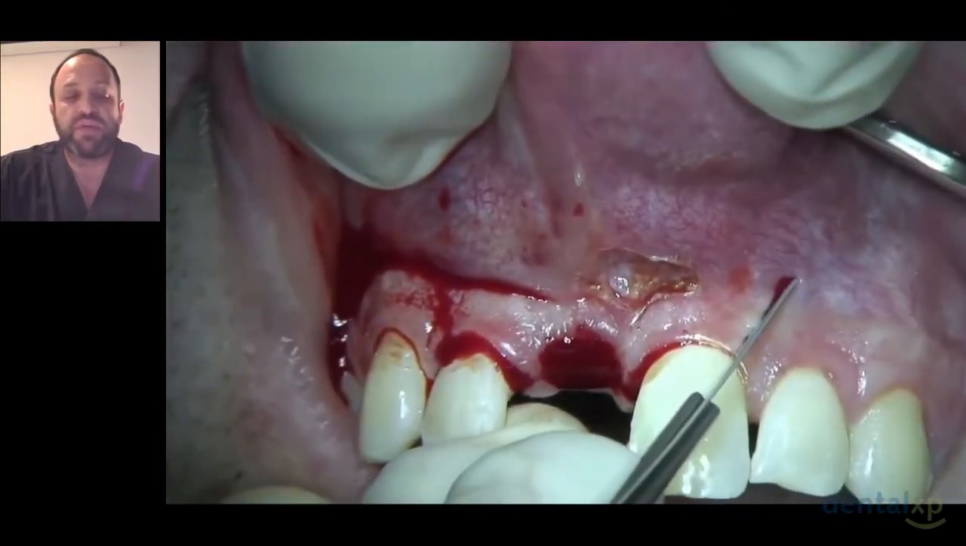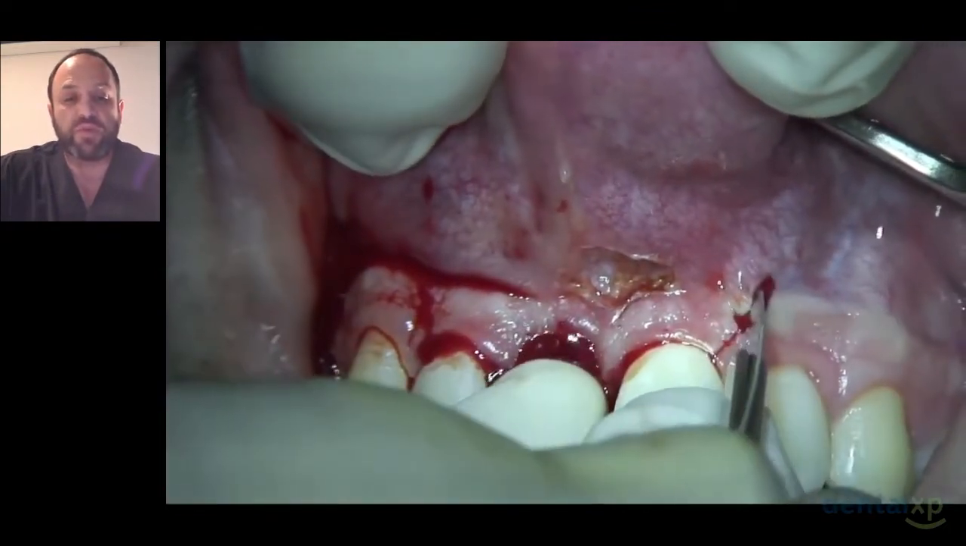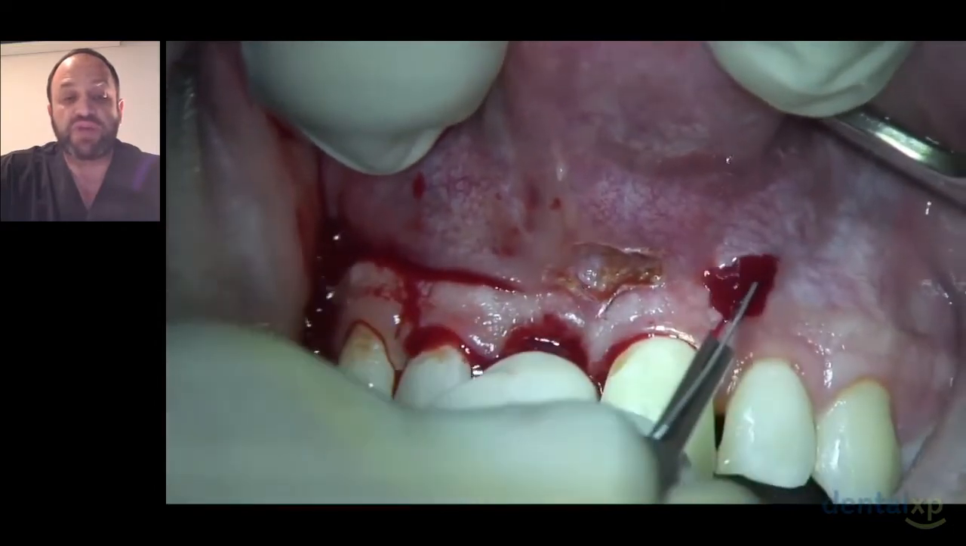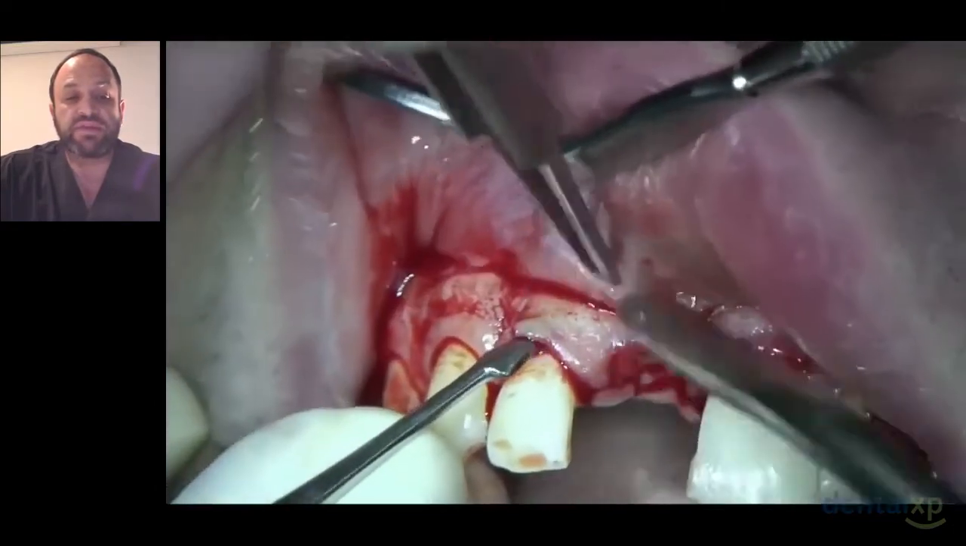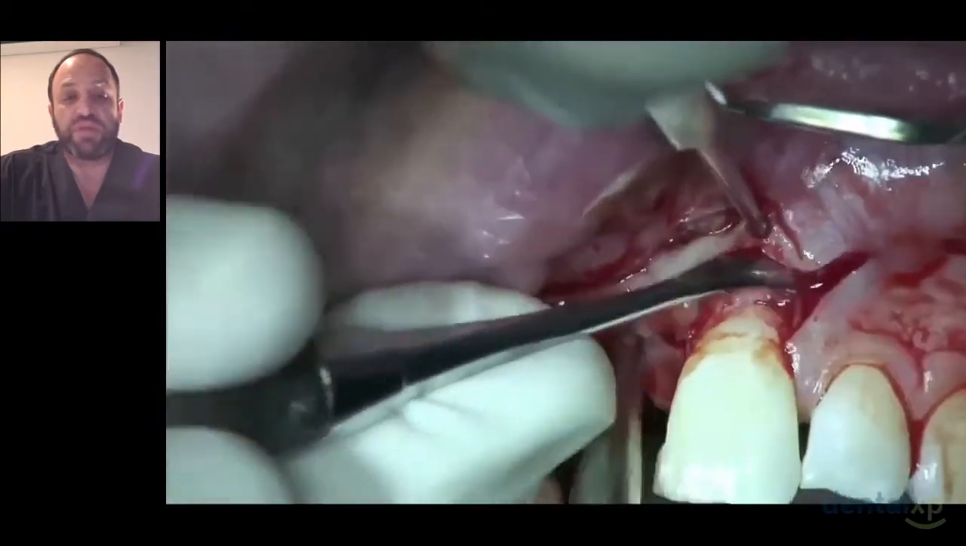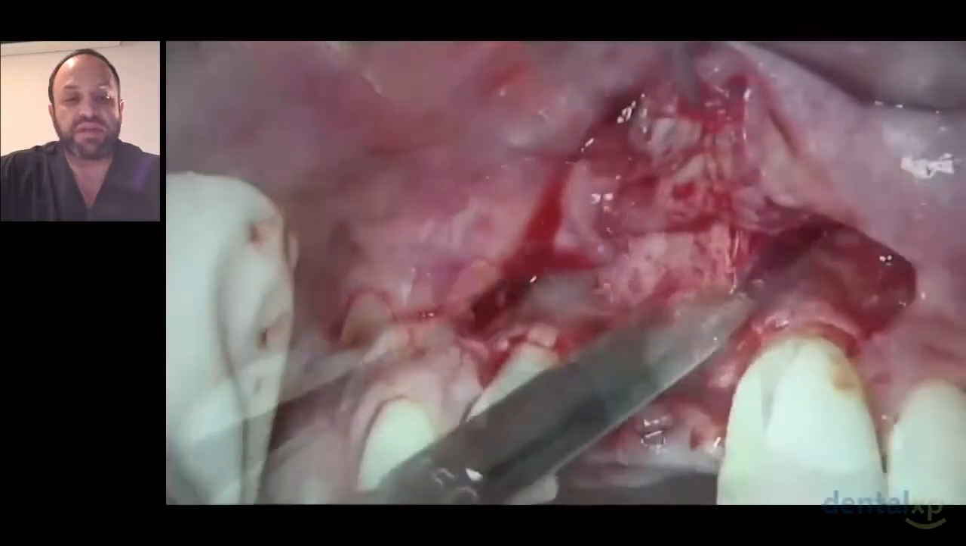I want to make sure that my incisions are well away from where I'm working. So we're making butt joint incisions so that we get good blood supply for our closure, and we are making our incisions and slowly starting to raise our flap with the Bouzer elevator, and making sure we've got everything nice and clean.